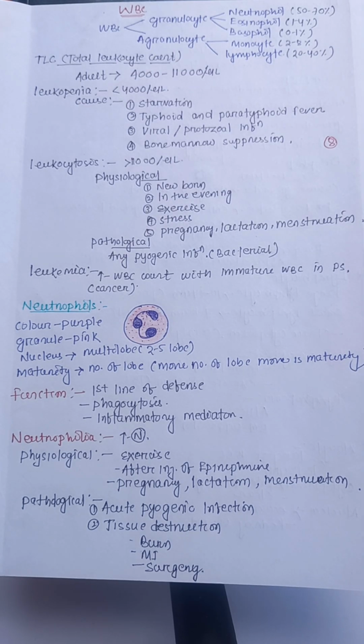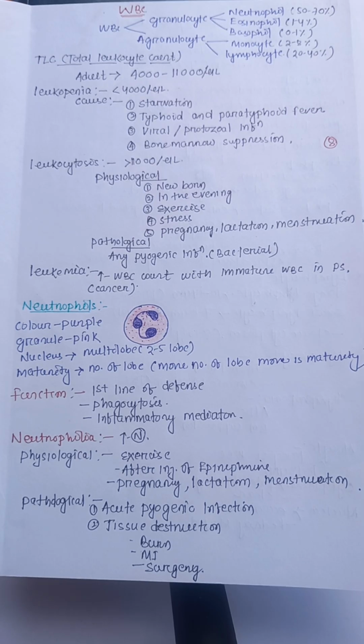And let's see neutrophils, one of the important polymorphonuclear cells. You can say the color is purple, granules are pink, and the nucleus is multi-lobed, generally 2 to 5 lobes, and maturity depends on the number of lobes. If there is a higher number of lobes, that is a more mature cell.